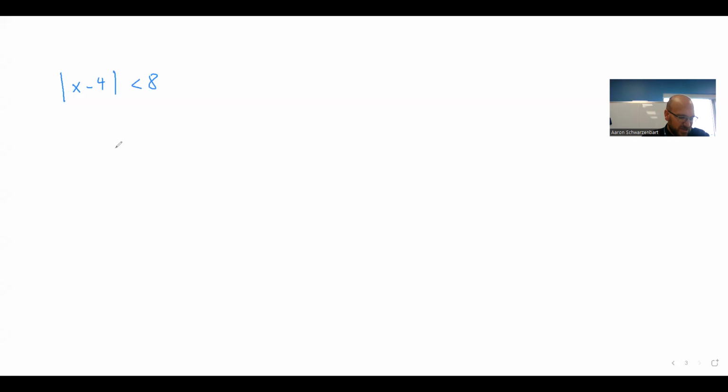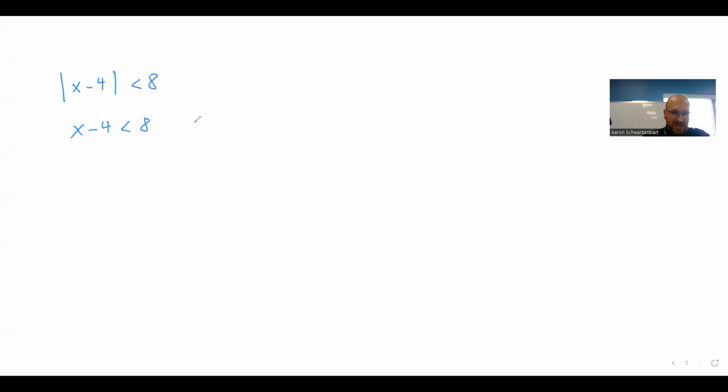Okay, we're going to talk about solving absolute value inequalities here. We're going to start by solving them by hand, and then I'll show you on the graphing calculator. So I've got absolute value of x minus 4 is less than 8. Whenever I have an absolute value, to get rid of the absolute value, I must do the plus or minus case.